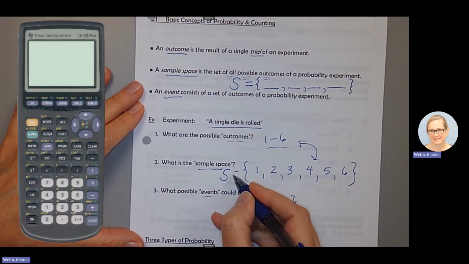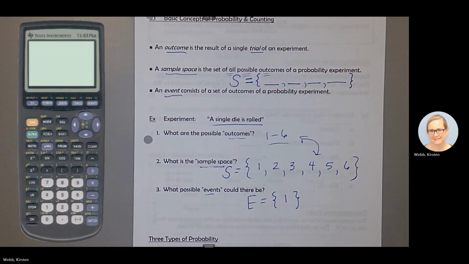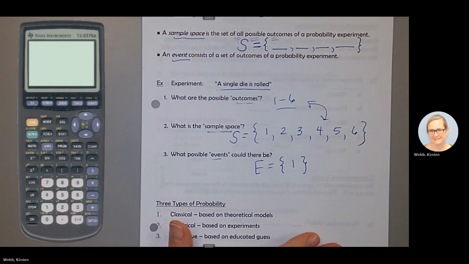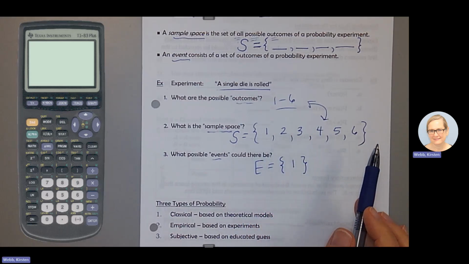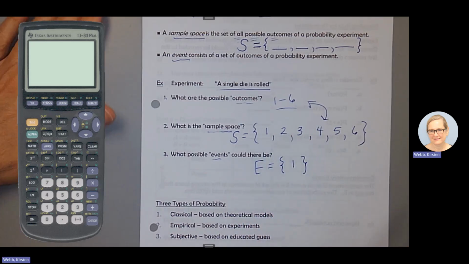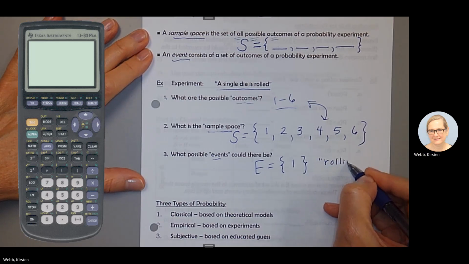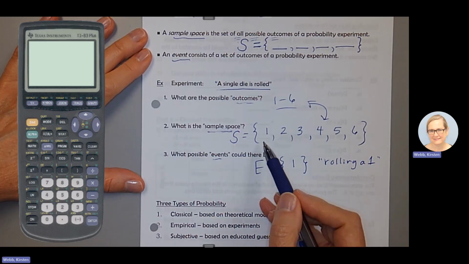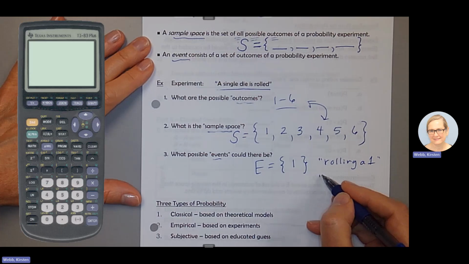If I put the big capital S out in front of that, I might see a big capital E out in front of this. S for sample space, E for event. So any one of these outcomes could be the event that we're interested in, like rolling a 1. Or maybe multiple possible outcomes grouped together is the event we're interested in.